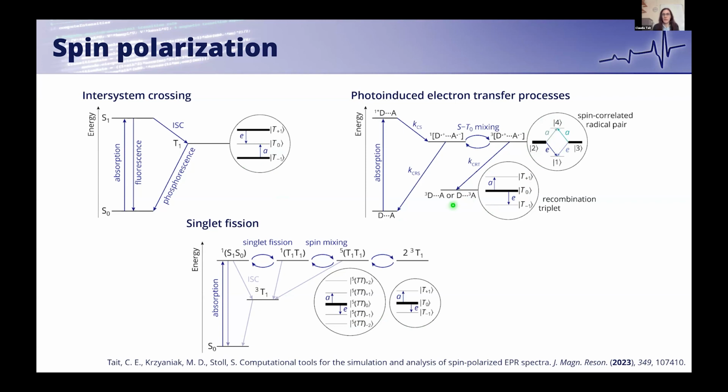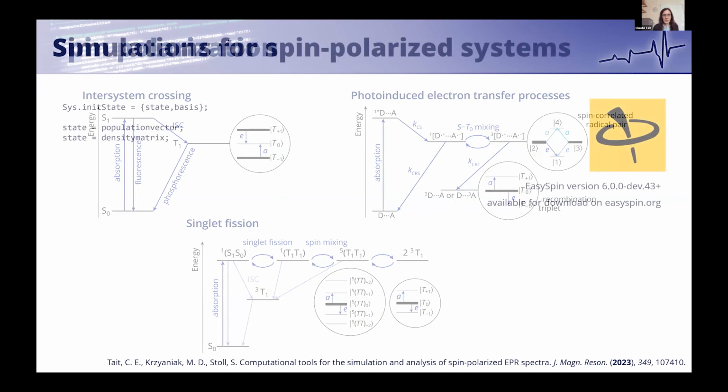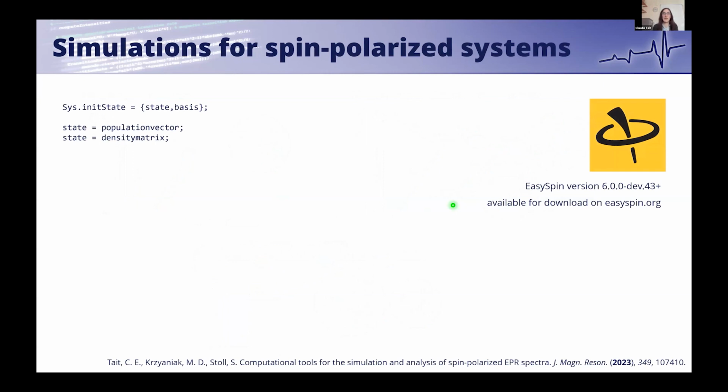Okay, so before we start with the example, just a brief overview of what's new and how you can simulate these spin-polarized systems. As we've seen, the thing that you really need to define in this case is the initial state, so the population distribution. For this, there's this new initState field, which is a cell array and takes a state input, which can either be a population vector or a full density matrix, and then a basis keyword that specifies the basis in which you're defining the state.